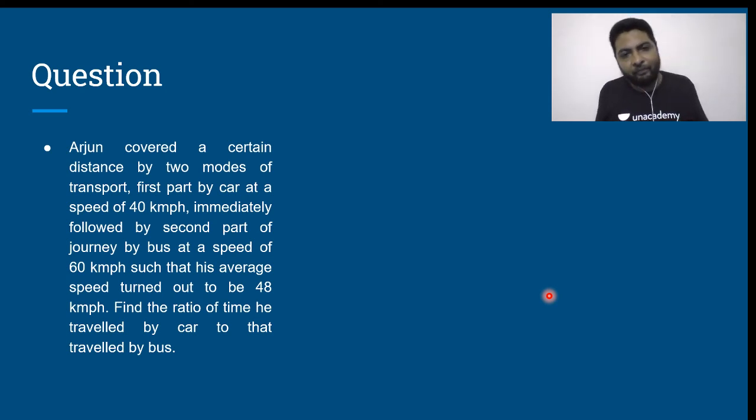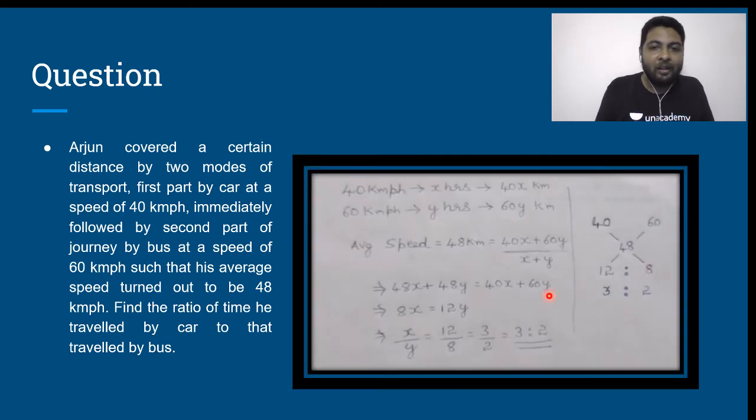If we don't think about alligation when such type of questions are asked, what do we think? We think that, yeah, this is nothing but time, distance, speed. The question is a time and distance related question. Therefore, let me use this approach. First part, 40 kilometers per hour by car. Let us say he travels for x hours. 40 kilometers per hour for x hours. So the total distance covered is 40x kilometers.